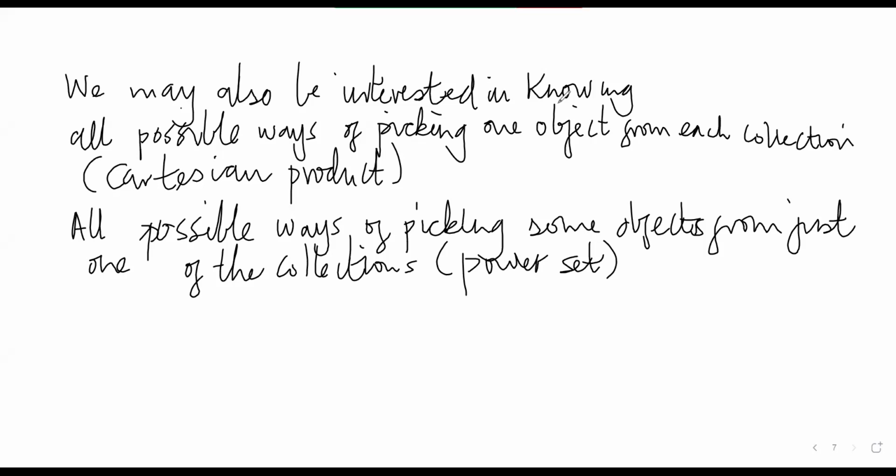All possible ways of picking some objects from just one of the collection is called the power set. So we are going to look at each one of them. The good thing is we will be looking at each one of them. Power sets, we'll write them out and then we will look at examples. So even as we write the symbols, we will also look at examples in each case.